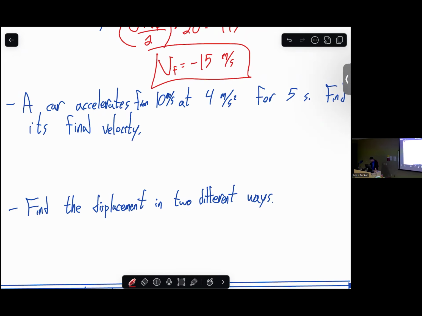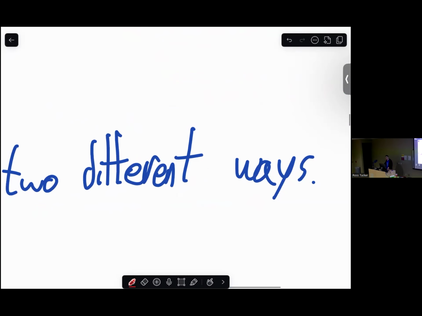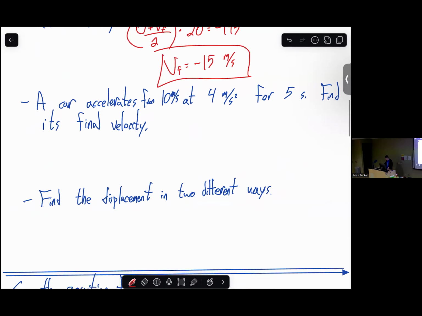Note here I say in two different ways. I'll put one of them in E and one of them in F. State the equation that you're using, you know? It's the same answer either way.